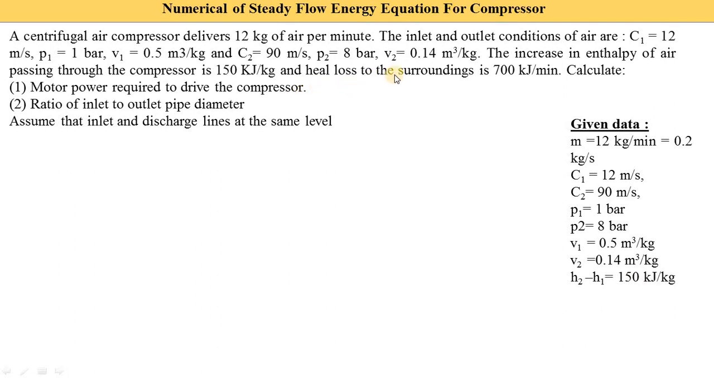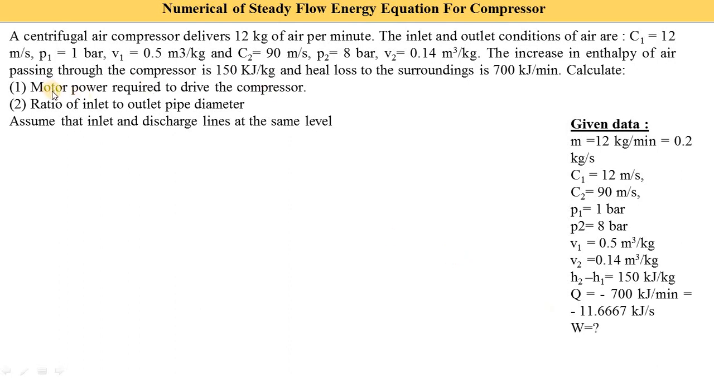The heat loss to the surrounding. Heat loss to the surrounding means it is negative. Suppose we supplied the heat, then we consider it positive. But here the heat loss to the surrounding is 700 kJ per minute, means Q is given and Q is equal to minus 700 kJ per minute. Here kJ per minute is given, so we need to divide 700 by 60, then we get the answer in kilojoule per second. So minus 11.667 kilojoule per second.